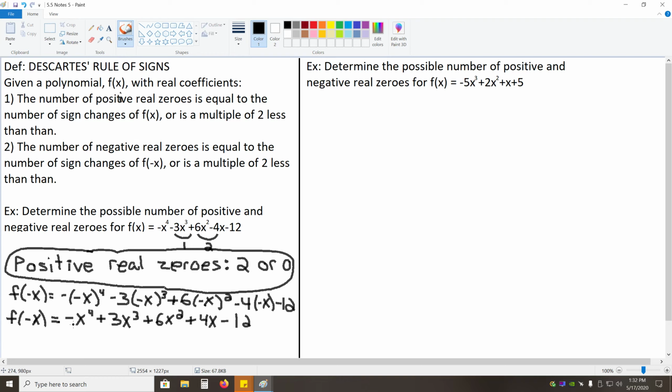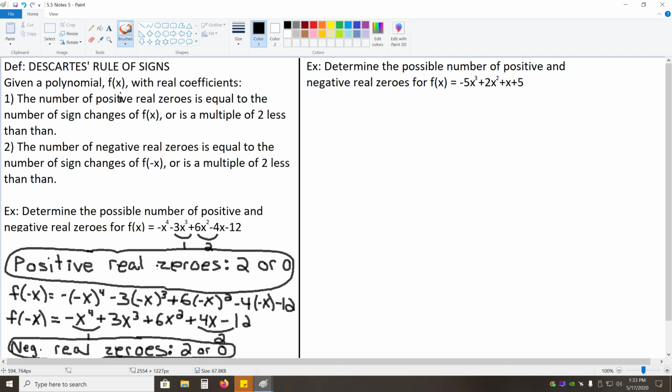So counting our sign changes of f of negative x, we have 1. There isn't a sign change here. There's not one here, but there is one here. So we have 2 total, which means the negative real zeros are either a total of 2 or 0. And again, I apologize, this got a bit cramped here. The next problem won't be nearly as cramped.